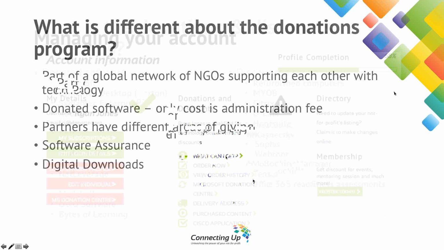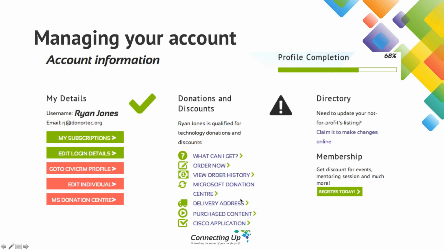Order Now obviously takes you to ordering. You can view your order history. If you are Microsoft qualified, so that is you're qualified to receive donations from Microsoft, you'll see this Microsoft Donation Center link. Now this is a really, really important link if you qualify for Microsoft donations. I can show you a quick demo afterwards if anyone would like. Just let us know in the question box.